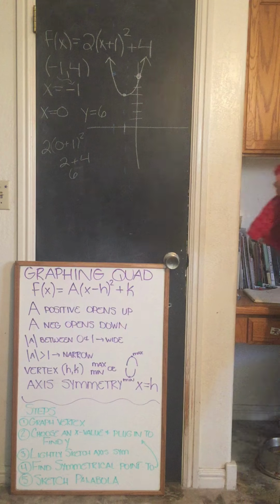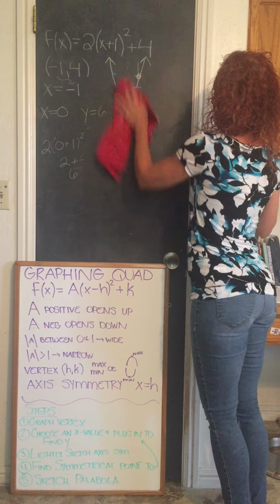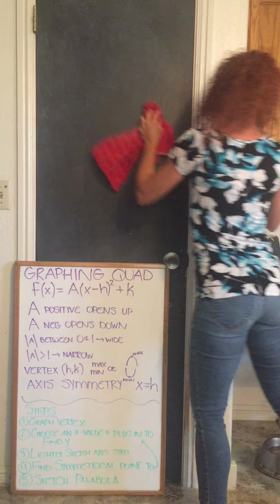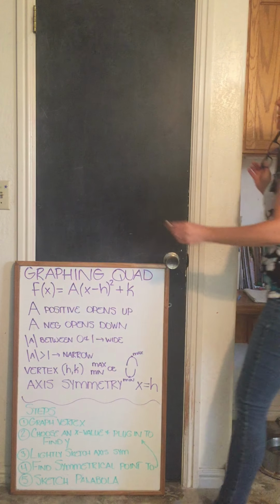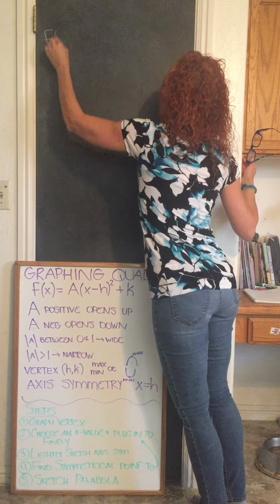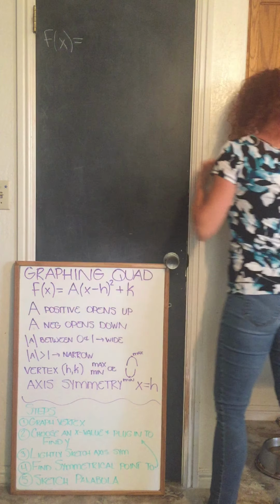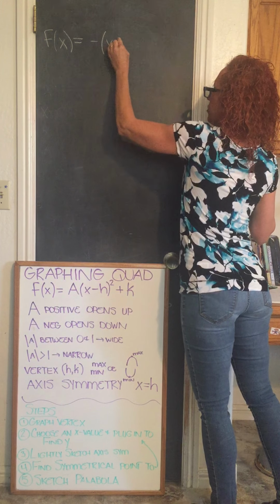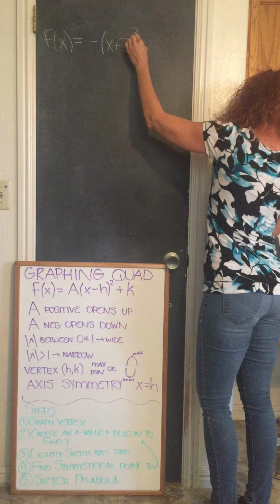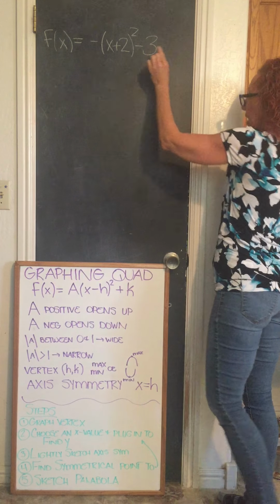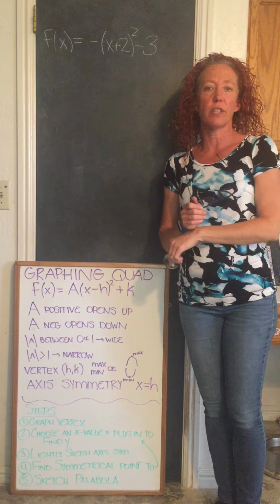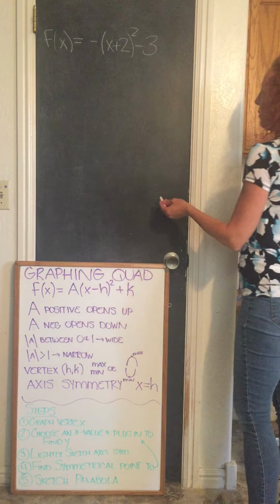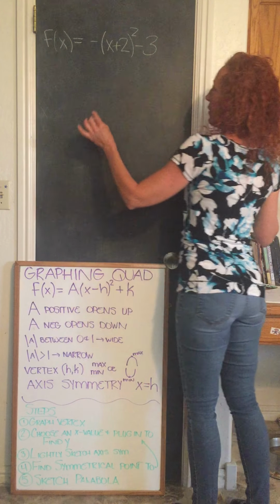My next example, I threw in a negative for the a value, so you have one example of how this is going to look if it's going upside down. So negative (x plus 2) squared minus 3. And again, all the ones that have fractions or really strange fractions, we're not going to look at. This is just hitting the highlights of how to graph a parabola because of all of our circumstances.